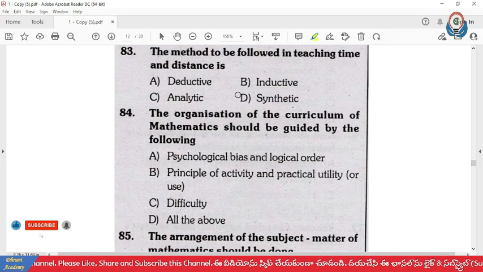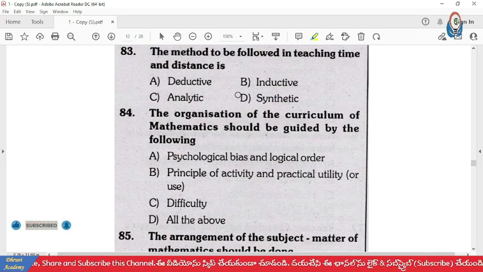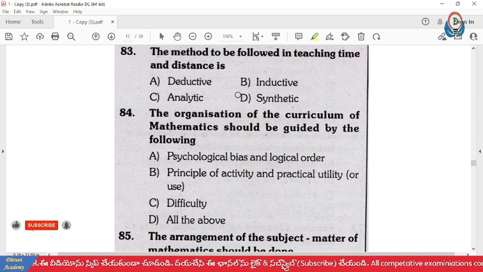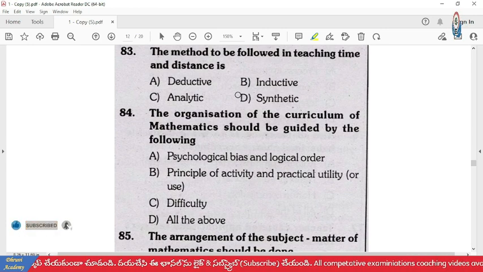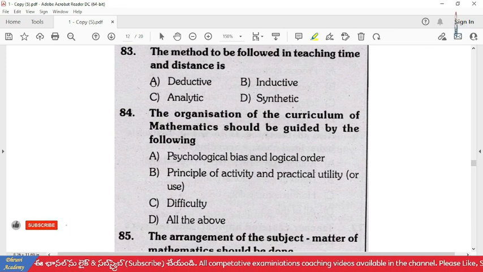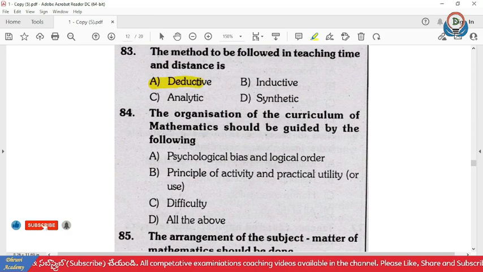The method to be followed in teaching time and distance. A. Deductive method, B. Inductive, C. Analytic, and D. Synthetic. The method to be followed in teaching time and distance is the deductive method.